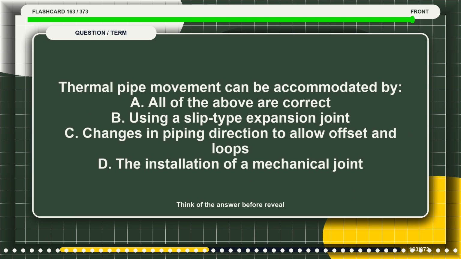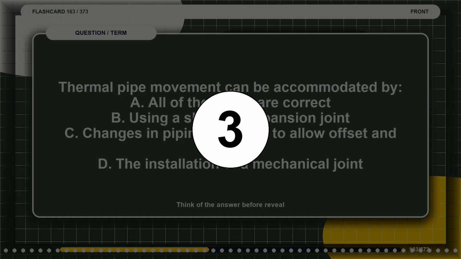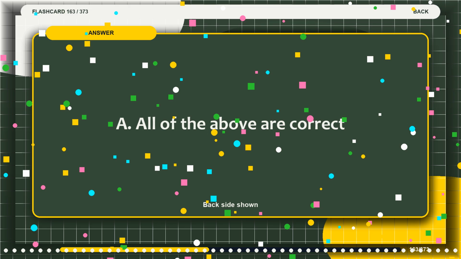Flashcard 163. Thermal pipe movement can be accommodated by A. All of the above are correct. B. Using the slip type expansion joint. C. Changes in piping direction to allow offset and loops. D. The installation of a mechanical joint. Think of the answer before the reveal. The answer is A. All of the above are correct.